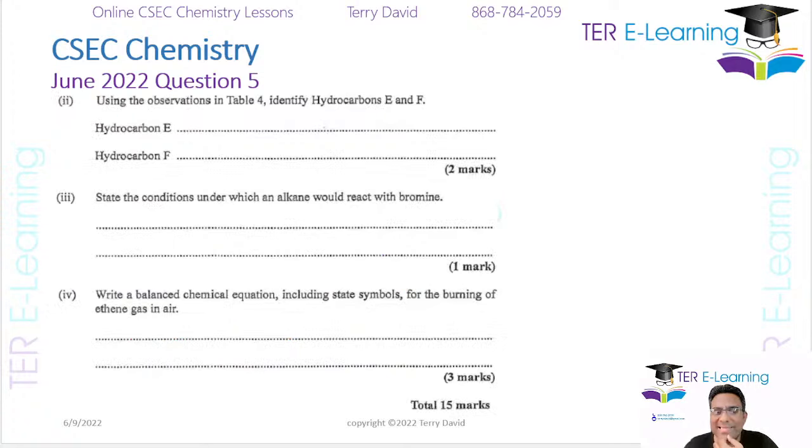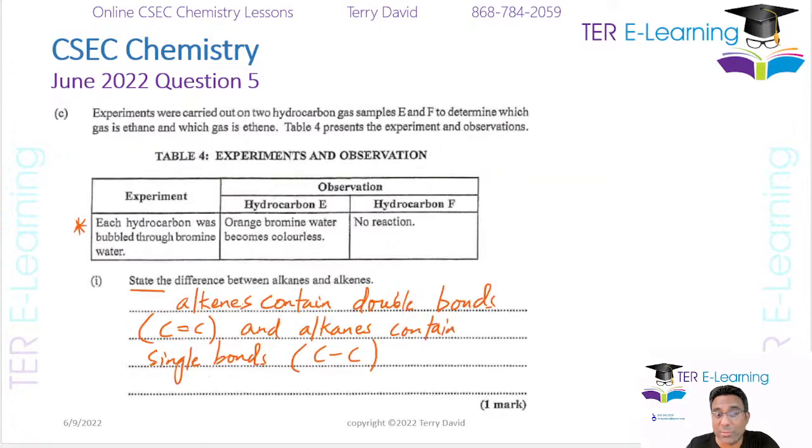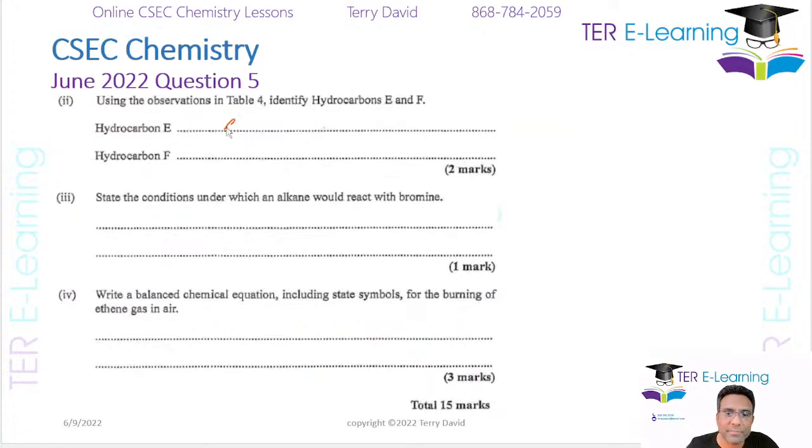Using the observations in table 4, identify hydrocarbons E and F. So we just want to know which one is the alkane, which one is the alkene. The alkene, the one that has the double bond, is going to have the color change with aqueous bromine. So therefore, orange bromine becomes colorless. So therefore, E has to be the alkene, right? And the other one, you had no change. So therefore, the other one has to be an alkane.